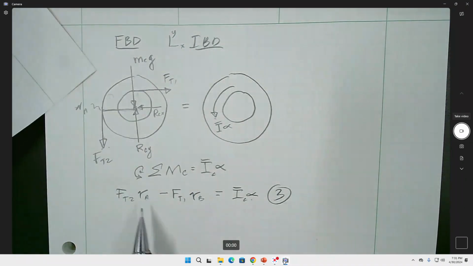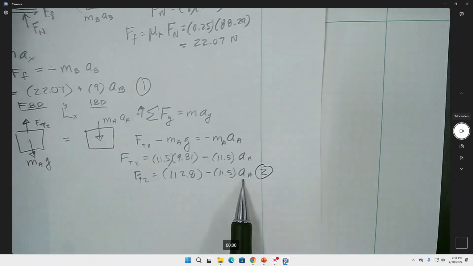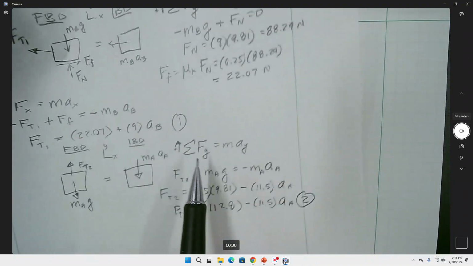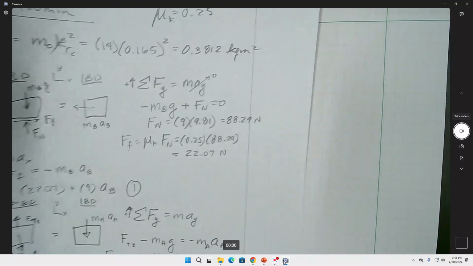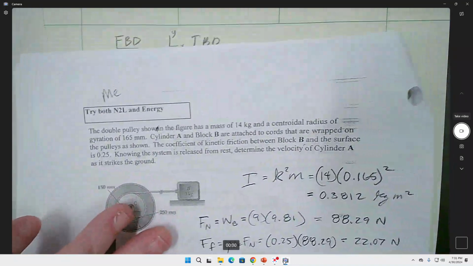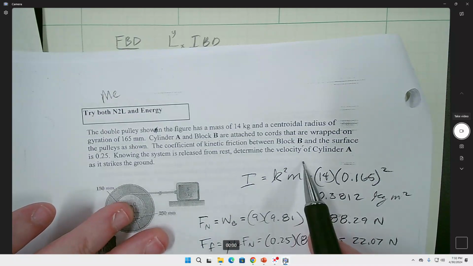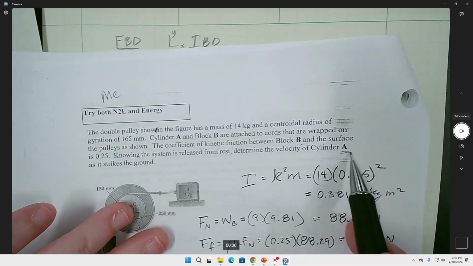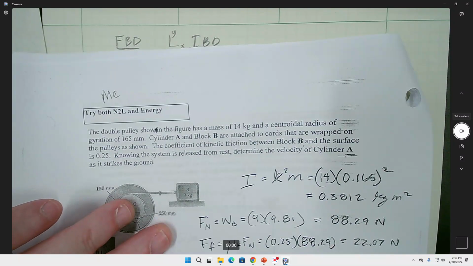We can connect because we have this unknown alpha. Once we replace these unknown tensions, we'll have unknown acceleration of A, and unknown acceleration of B. Now, if we go back to the original problem and see how it's written, we want to determine the velocity of A. So as a time-saving thing, we might aim for that right away and try to get everything in terms of A.